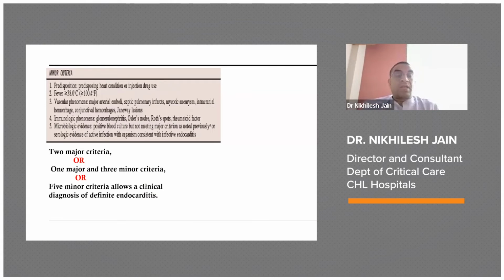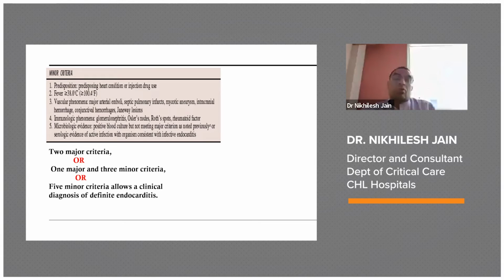The minor criteria would include a predisposing heart condition or injectable drug use, and fever persistently more than or equal to 100.4 degrees Fahrenheit. You can get vascular phenomena in the form of major arterial emboli, septic pulmonary infarcts, mycotic aneurysms, intracranial hemorrhage, conjunctival hemorrhages, and Janeway lesions. You can get immunological phenomena in the form of glomerulonephritis, Osler's nodes, Roth spots, and a positive rheumatoid factor test. You can get microbiological evidence, a blood culture not meeting major criteria as noted previously, or serologic evidence of active infection with an organism consistent with endocarditis.